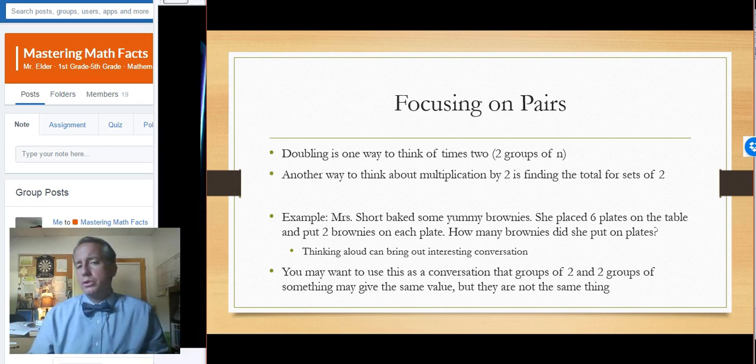So 2 little tweaks on pairs, right? One way, again, thinking about it as 2 groups of something, and then the other way thinking about groups of 2. Although it might seem somewhat simplistic, it's very important, especially when we get to start to talk about connecting to division, right? Because when I start dividing, I might be dividing it into 2 groups, or I might be dividing it into groups of 2, and I need to recognize that either way I can use what I know about multiplication to solve that.